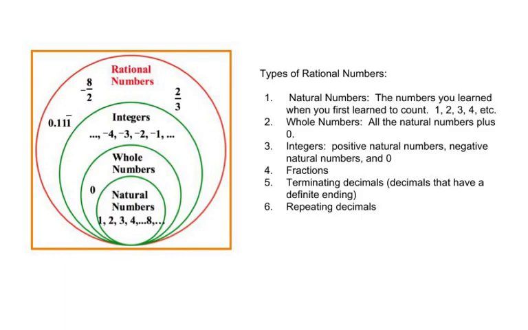As we said in the definition, a fraction is a rational number. So a fraction is a rational number because, of course, a fraction can be written as a fraction. A terminating decimal, this is a decimal that has a definite ending, can be written as a fraction and is a rational number. And lastly, a repeating decimal is also a rational number.